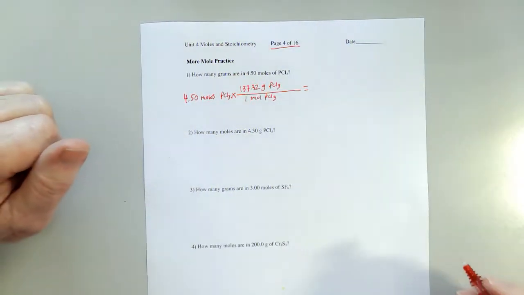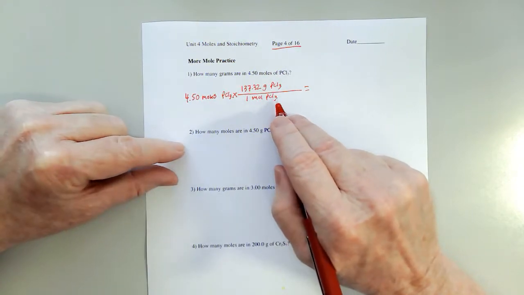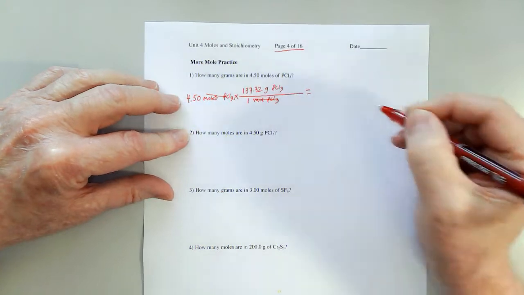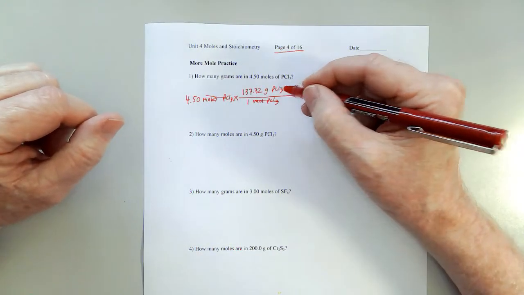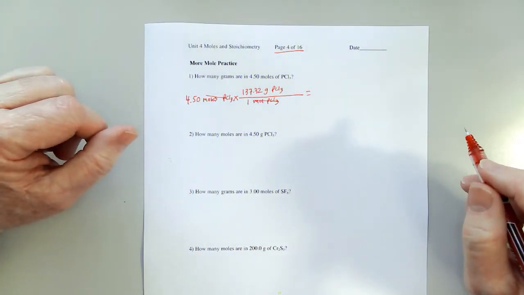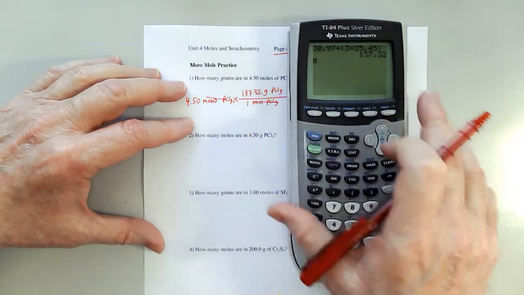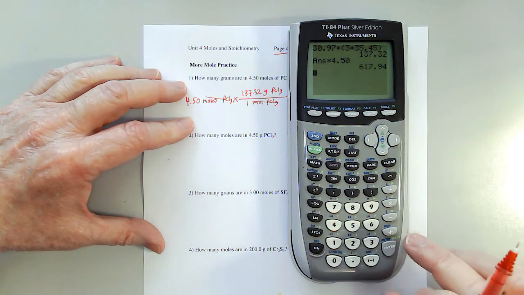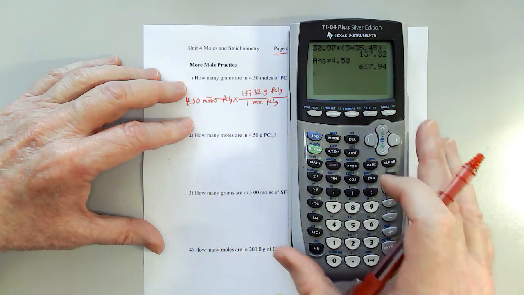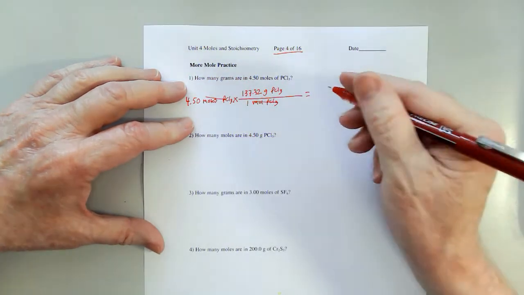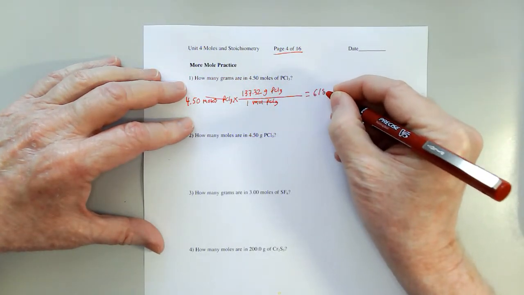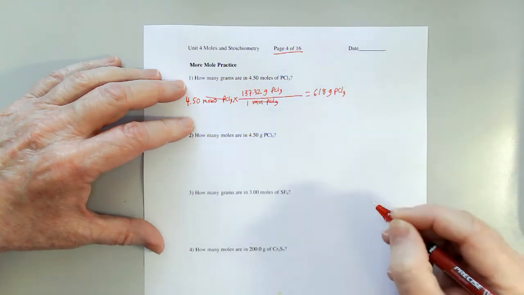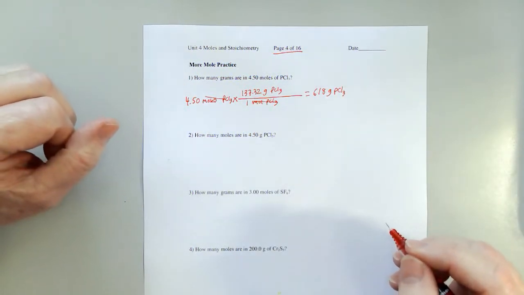Now, I knew in this case to put moles on the bottom because I want it to cancel. Moles of PCl3 cancels moles of PCl3. I knew to put grams on the top because that's what I want to end up with. So I multiply that by 4.50, and I get 617.94 on the calculator. For sig fig purposes, that's 618 grams of PCl3. Okay?